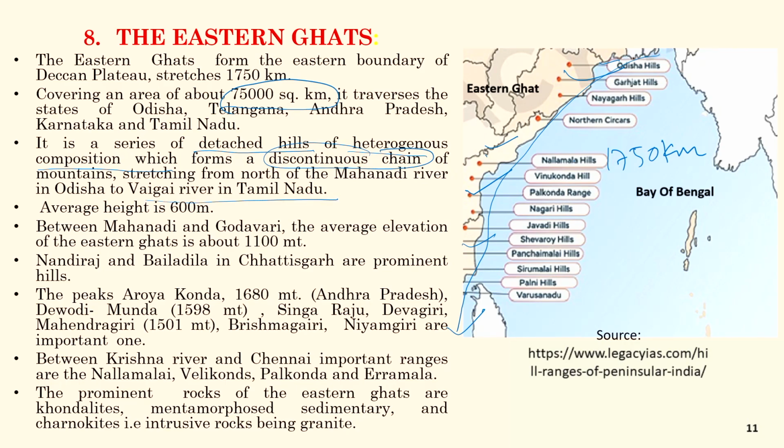Average height of this region is 600 meters between the Mahanadi and the Godavari river. The average elevation of the Eastern Ghat further south is comparatively higher, that is 1100 meters. Nandiraj and Bailadila in Chhattisgarh are important peaks of this region. Peaks like Arma Konda, Deomali, Singharaju, Devagiri, Mahendragiri, Bhimagiri, Niyamgiri are the important ones in the Odisha region also. Between the Krishna river and Chennai, important ranges are Nallamalai, Velikonda, Palkonda and Erramala.